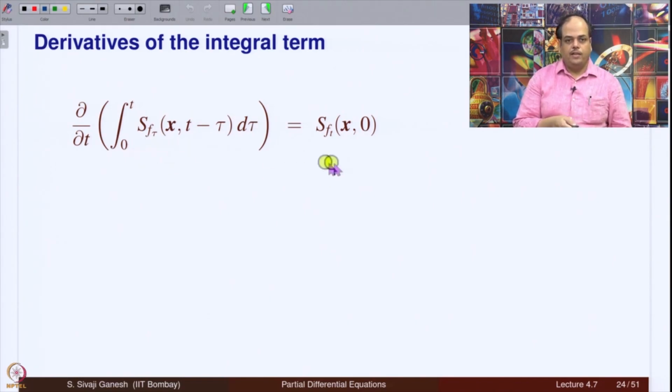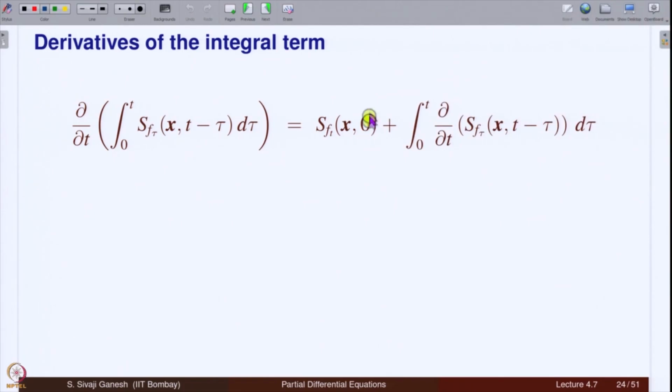So, you get this derivative equal to the inside thing evaluated at tau equal to t, which will give you this, because when tau equals t, S f of x, comma 0 is 0. Plus you are going to differentiate inside the integral. So, 0 to t remains as it is, and ∂/∂t of the inside quantity. So, we have this.